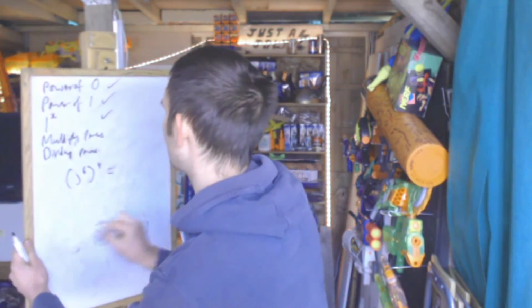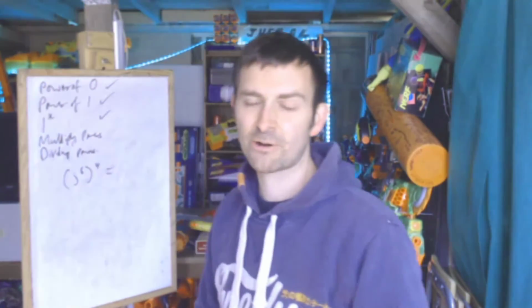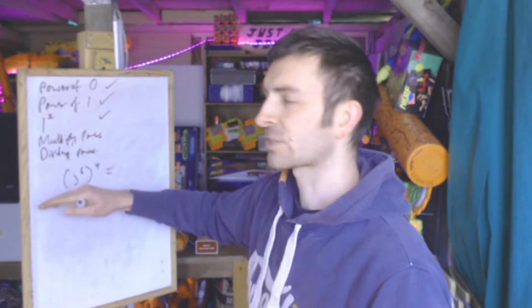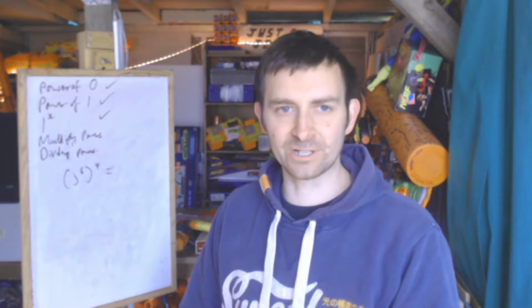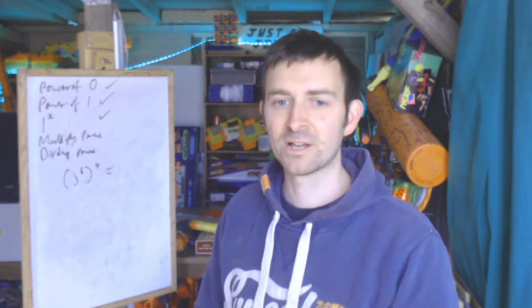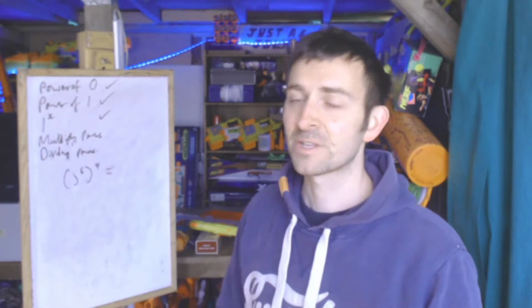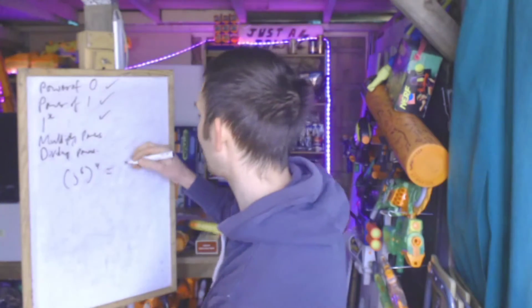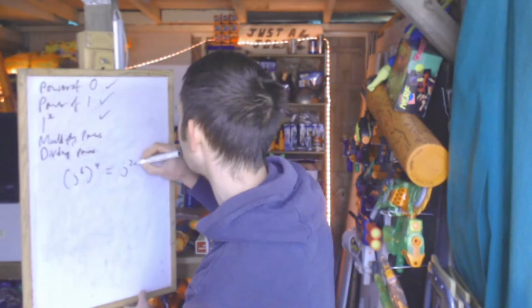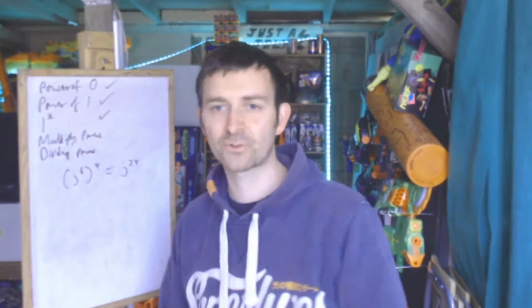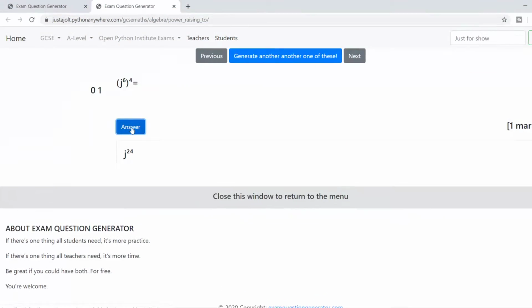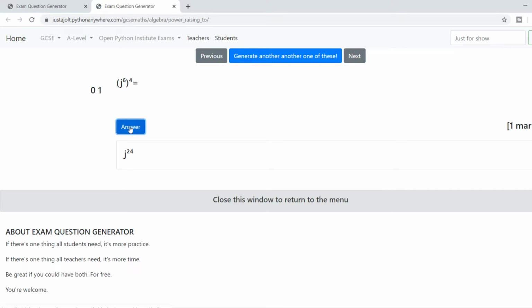So you've got j to the power of 6 to the power of 4. Now I could go ahead and write out this j to the power of 6 4 times and count up the number of j's I've got to work out my power, but I am not going to do that. Instead, I'm just going to multiply that by that, and I'm going to say that the answer is j to the power of 24, because 6 times 4 is 24. I'm going to go back here, and that is in fact my answer.